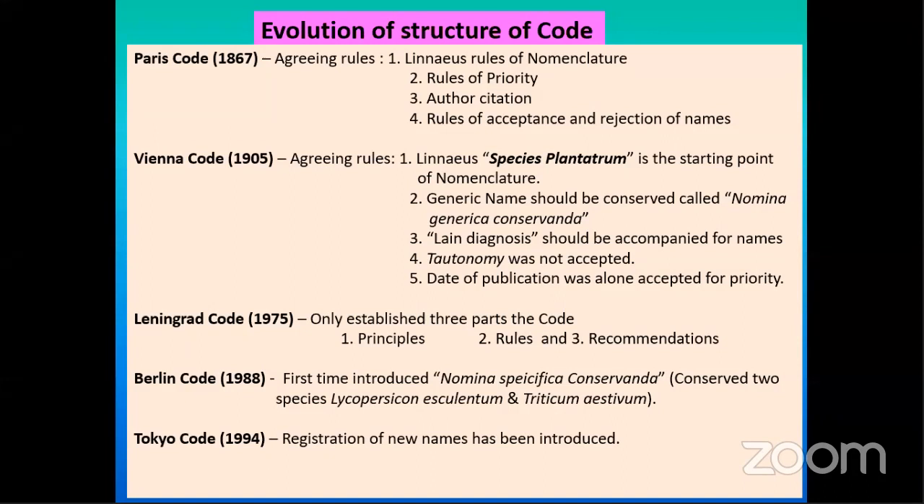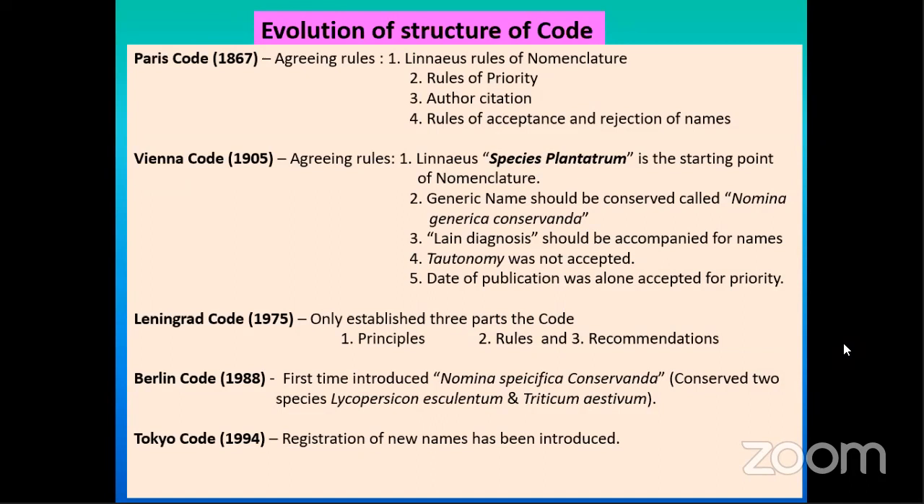Later in 1975, the present code structure evolved. You can see principles, rules, and recommendations, so this was divided in 1975. And the 1988 Berlin Code first introduced nomina specifica conservanda, that is conserving species names. You can see the examples: Lycopersicon esculentum for the tomato plant, Triticum aestivum for the wheat plant. These names were conserved under nomina specifica conservanda. We cannot change them once they are conserved under this rule. And finally, in the Tokyo Code in 1994, registration of new names was introduced. So these are some of the evolutionary steps of the structure.